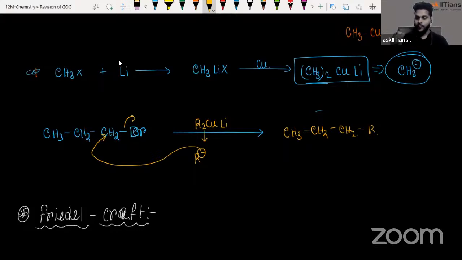If you want to increase by 1 carbon, then just give (CH3)2CuLi. If you want to increase by 4 or 5 carbons, you just give that much of an alkyl group. So depending on what alkyl group you give, you can literally mix.